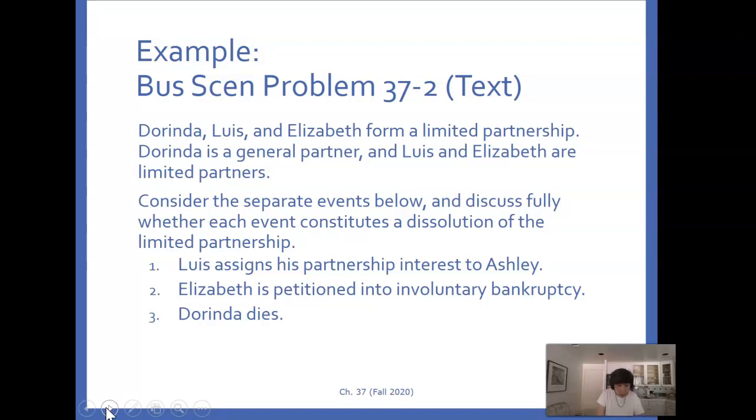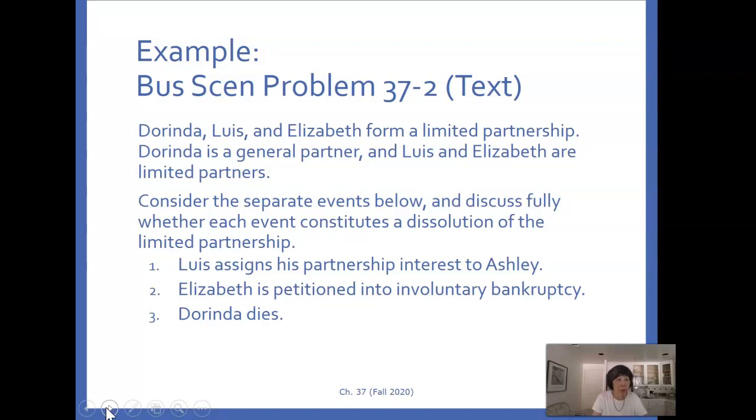So in the first situation, Louise assigns her partnership interest to Ashley. Louise is a limited partner, so there's not going to be any effect. There's not going to be a cause to dissolve the partnership. Elizabeth, she's also a limited partner, and she's petitioned into involuntary bankruptcy. We'll learn about involuntary bankruptcy at the end of the semester, but basically, a creditor has brought Elizabeth into bankruptcy. Will that affect the limited partnership? Again, no, there's not going to be a dissolution because Elizabeth is only a limited partner.